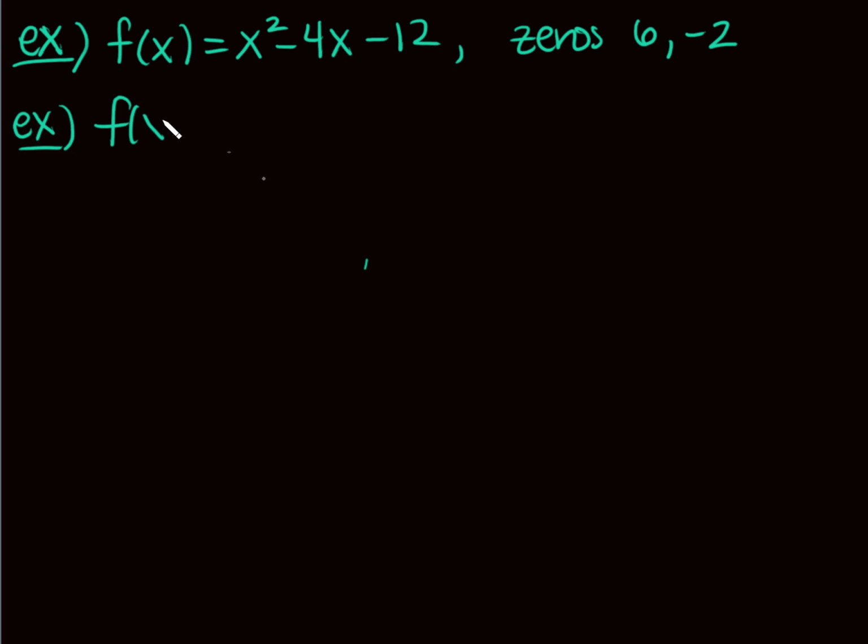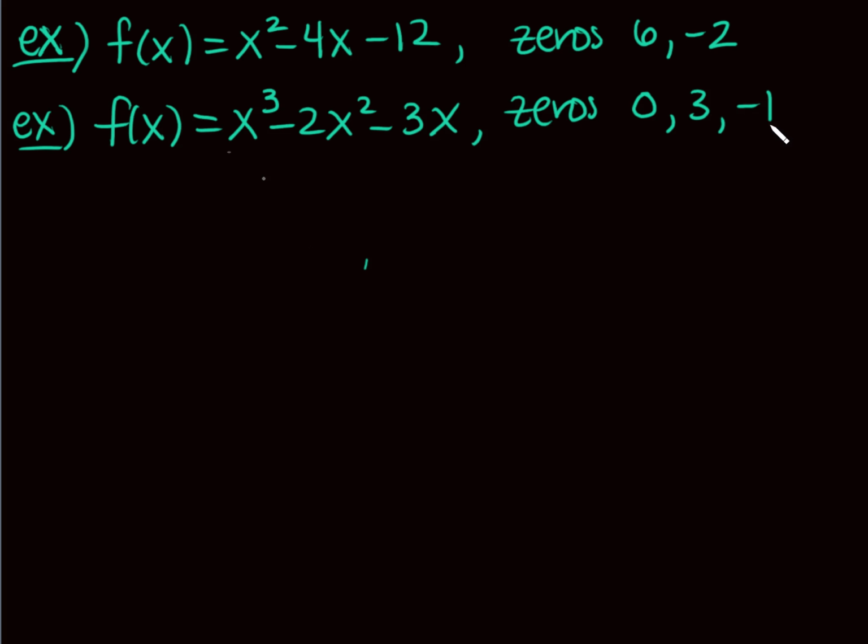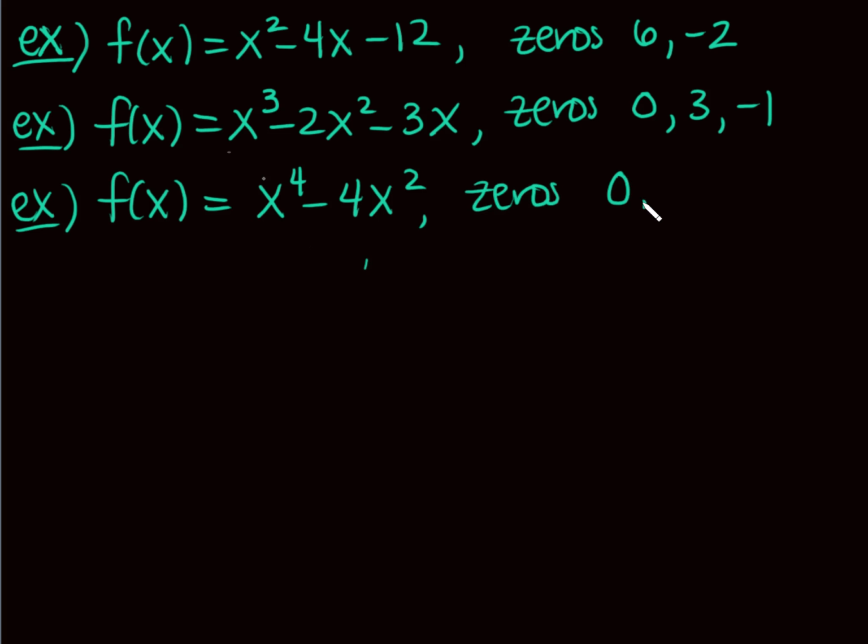We also looked at f of x being x cubed minus 2x squared minus 3x, and we found that those zeros were 0, 3, and negative 1. And then we also looked at a function f of x equals x to the 4th minus 4x squared, and we found that our zeros here were 0, negative 2, and 2. So that's what we mean about the zeros of the function, and sometimes these can be tricky to find, sometimes they're not too bad.